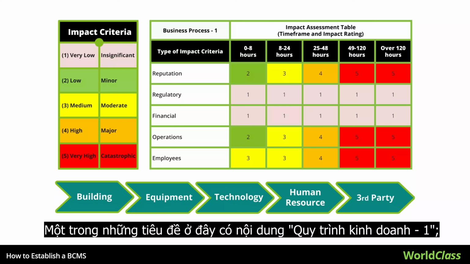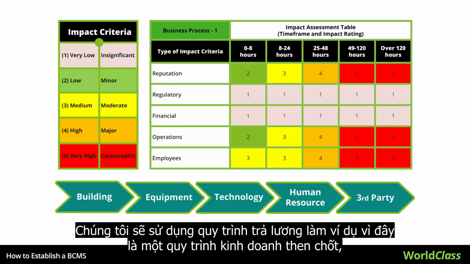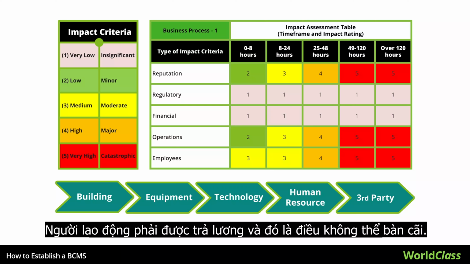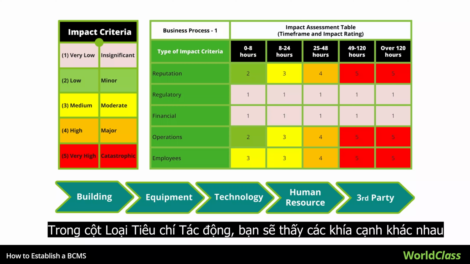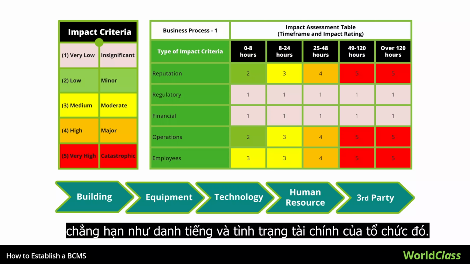One of the headings there says, Business Process 1. Let's say that the particular business process this BIA is referring to is payroll. We'll use payroll as an example since it is a critical business process regardless of type of organization. Workers have to be paid their wages and that's non-negotiable. In the column, Type of Impact Criteria, you'll see different aspects of an organization that can be affected by disruption, such as its reputation and financial standing.